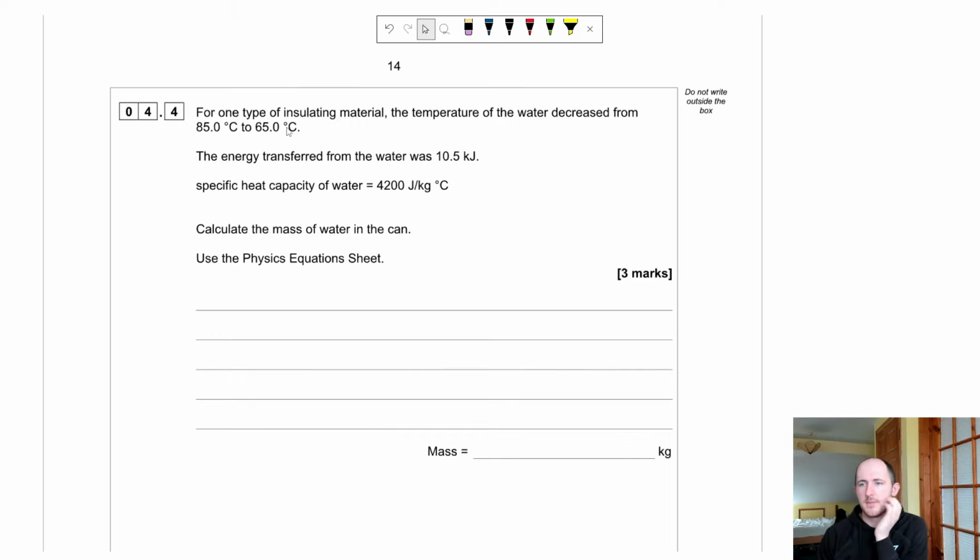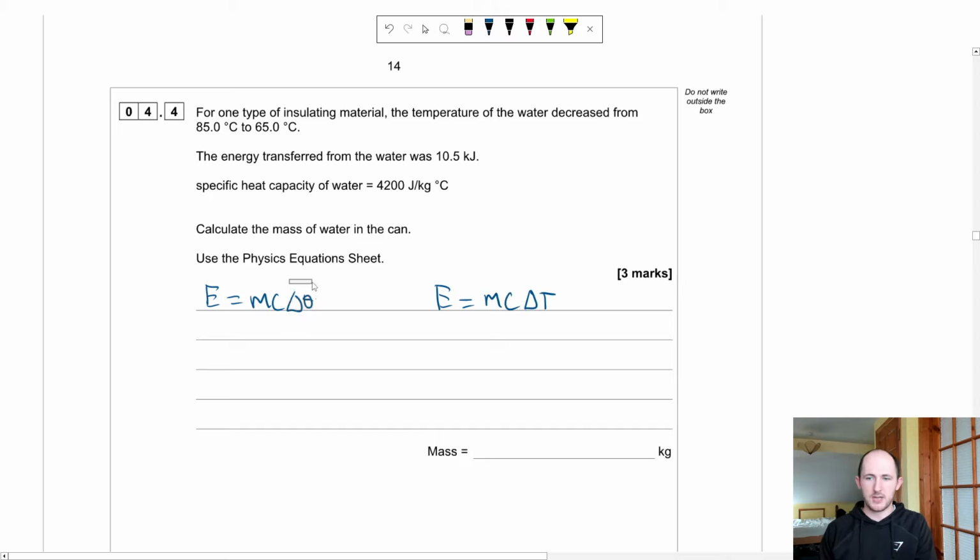For one type of insulating material, the temperature decreased from 85 to 65 degrees. The energy transfer is 10.5 kilojoules, and the specific heat capacity is this. Calculate the mass of water in the can. So you're looking at E is equal to m c delta theta. You might also use, depending on an exam board, delta T. But basically this just means the change in temperature.